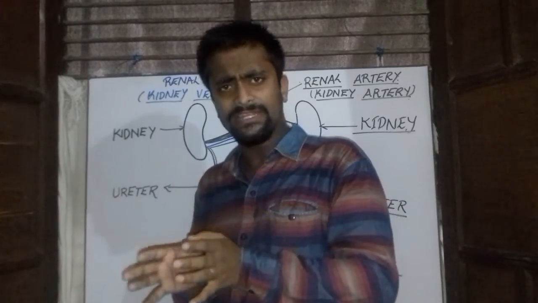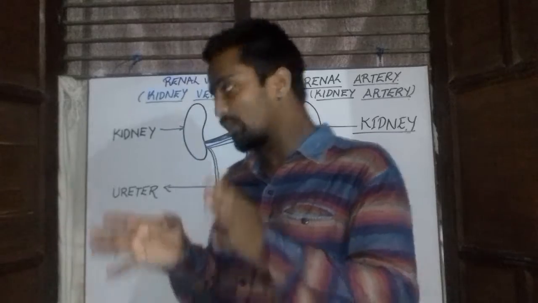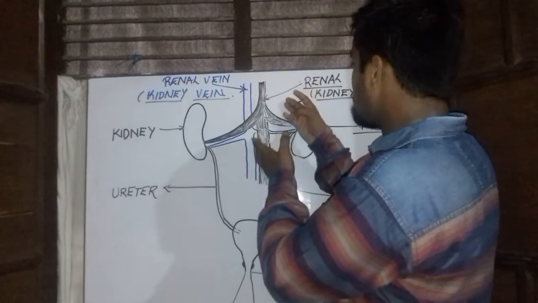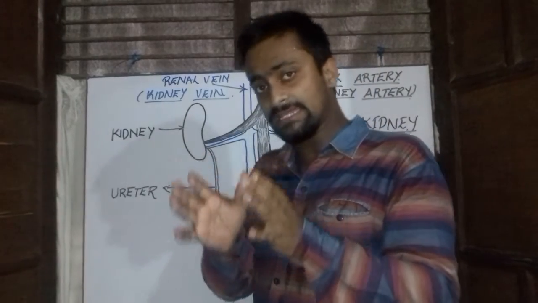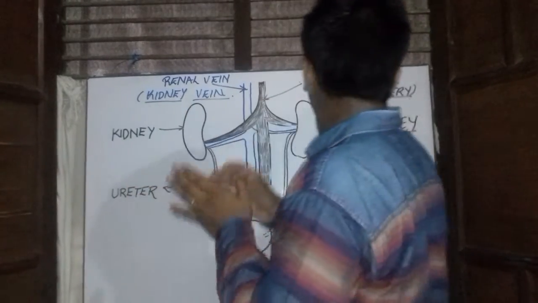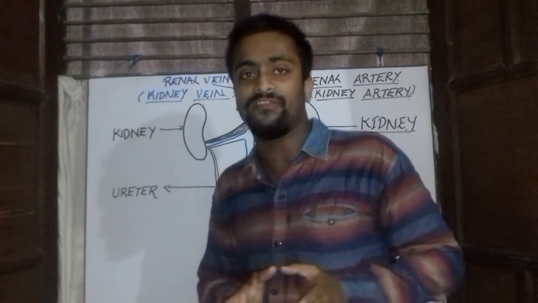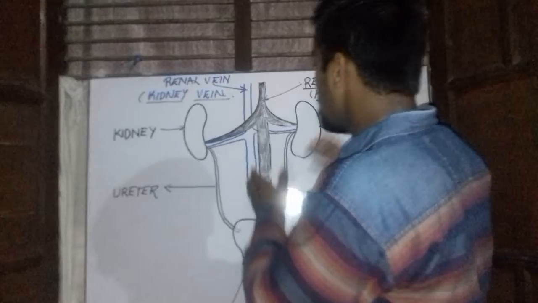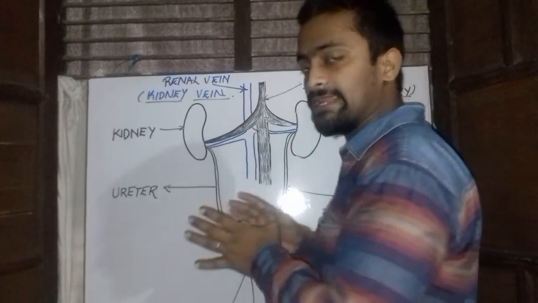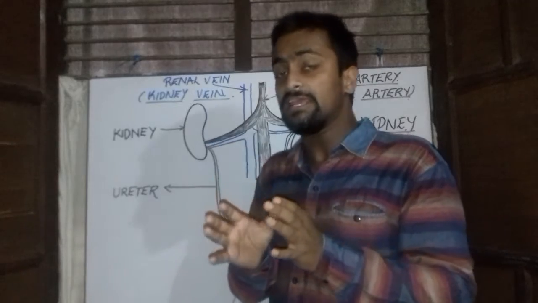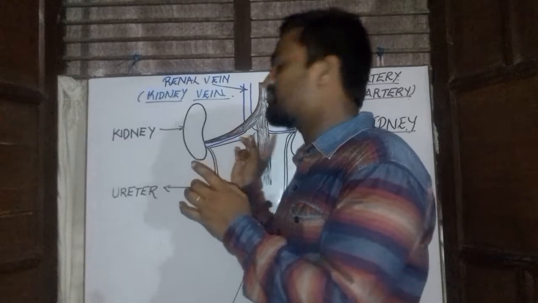Now we will be dealing with how the process of filtration actually takes place in the body. The renal artery, also called the kidney artery, brings in the dirty blood from the body. This dirty blood is transported to the kidney. The kidney consists of filtering units called nephrons. There are millions of nephrons in each kidney.